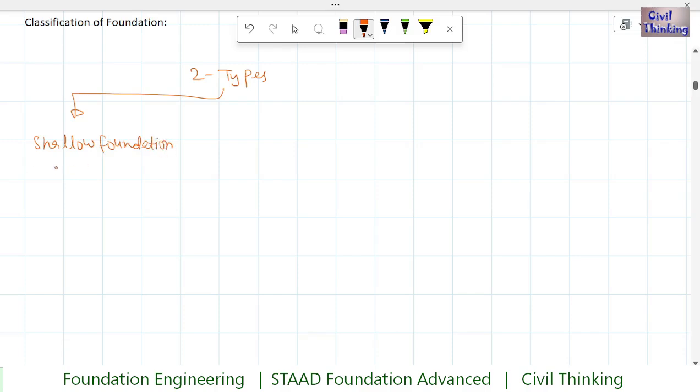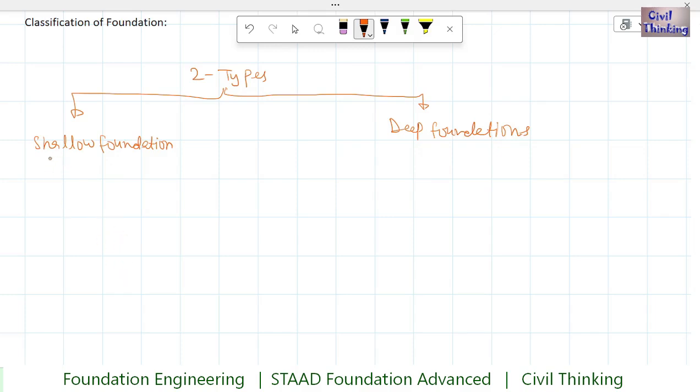Okay, shallow foundations are where the depth is less, and we have deep foundations. Deep foundations have more depth, and shallow foundations have less depth as compared to the plan dimensions.